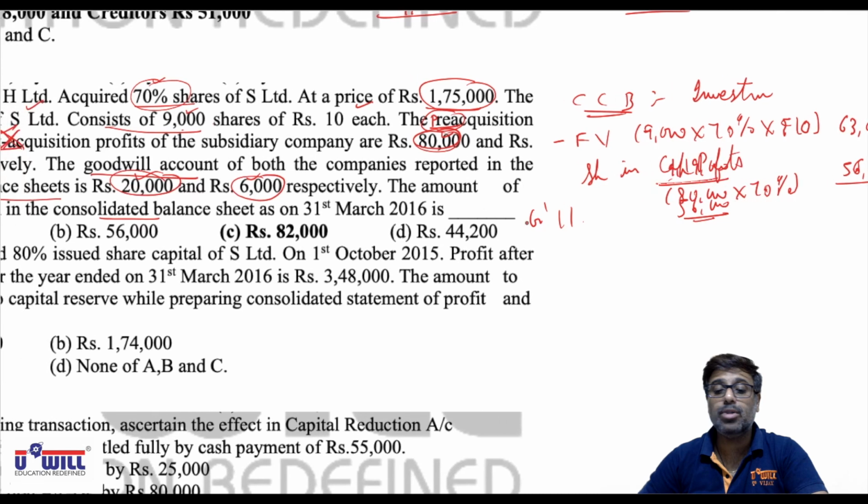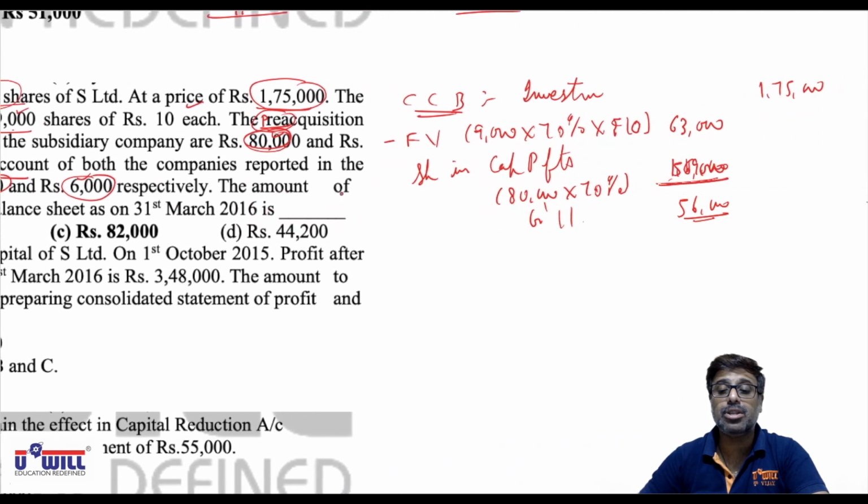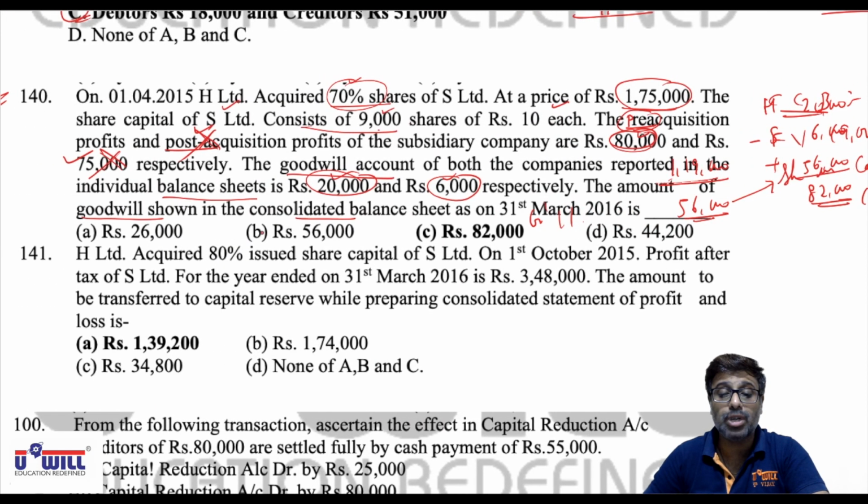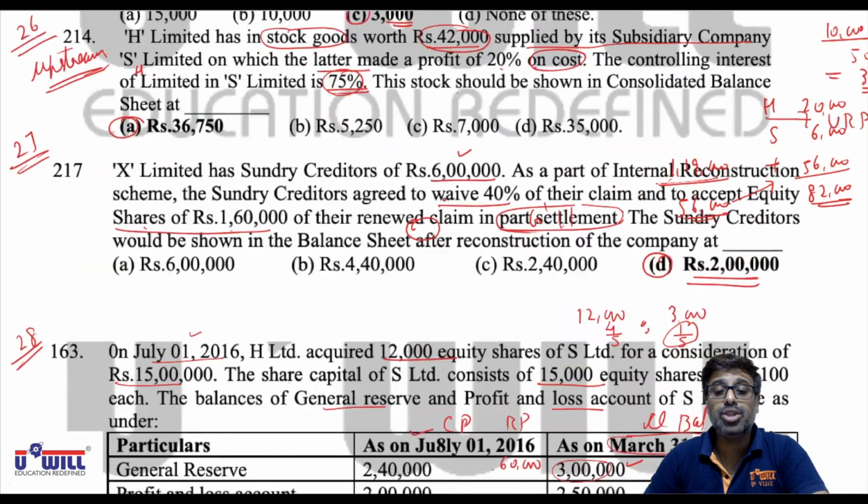Now already there is a goodwill of 20,000 plus 6,000, 26,000 in the balance sheet. So goodwill in the balance sheet: H Limited 20,000, S Limited 6,000. Further we add this goodwill of 56,000. So 20 plus 6, 26 plus 56, 82,000 is the total goodwill that will come in the consolidated balance sheet. Now similar to this is question 140.